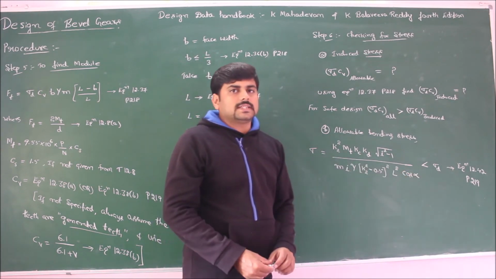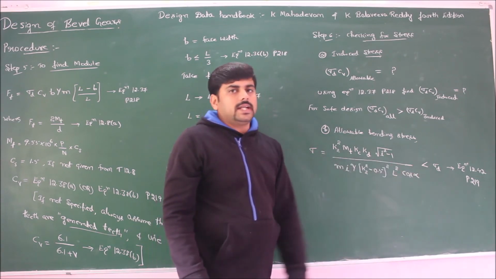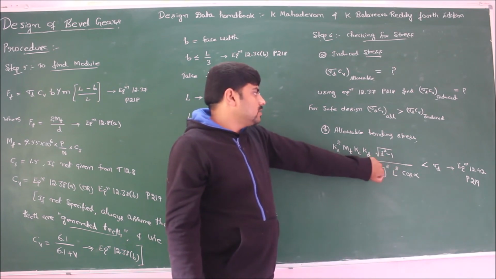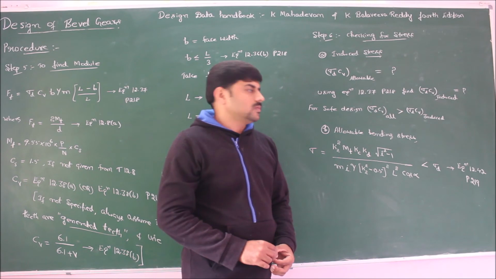The value of sigma d is already known to us. If you are designing for gear, it is sigma d2. If you are designing for pinion, it is sigma d1. The value what you will get should be less than the value of sigma d, which we already know.